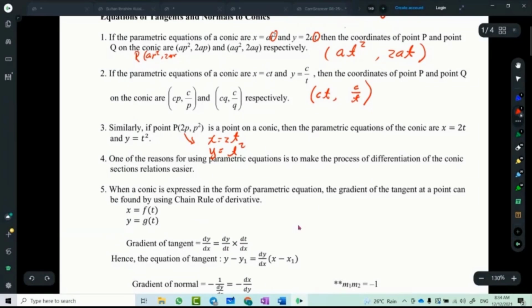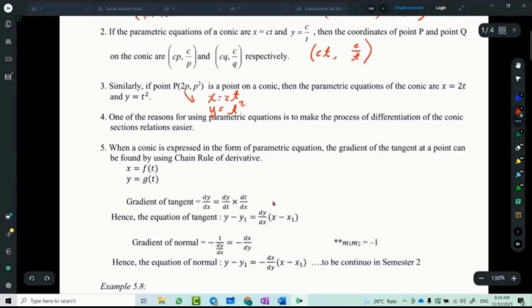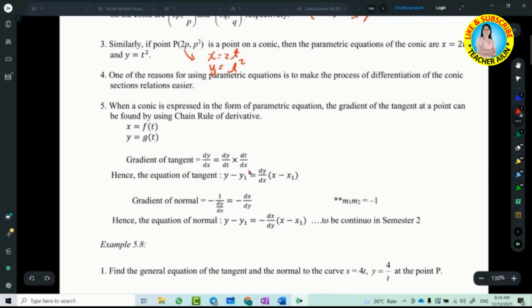That's why we use it. If you don't change to parametric equation, that is the implicit form, then you have to do implicit differentiation that you learn in term 2. So in semester 1 we don't use implicit differentiation and we use the chain rule. So if you want to use the chain rule, you have to use parametric equation. This is the chain rule, which you have learned already. Once you have got dy/dx, dy/dx is the gradient. So you can use it to find the equation. This one is the gradient.